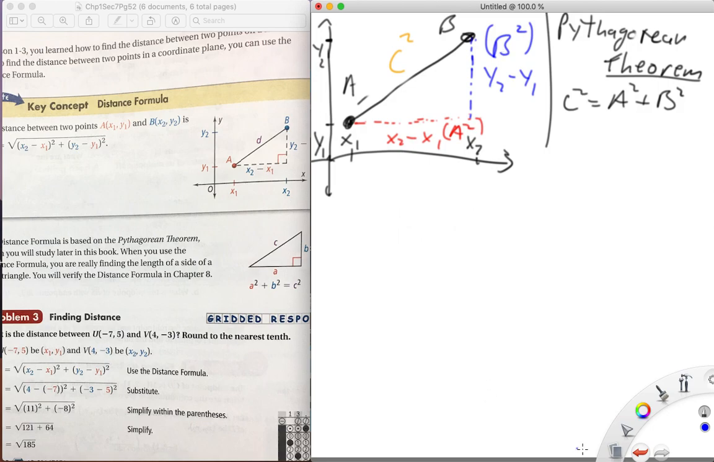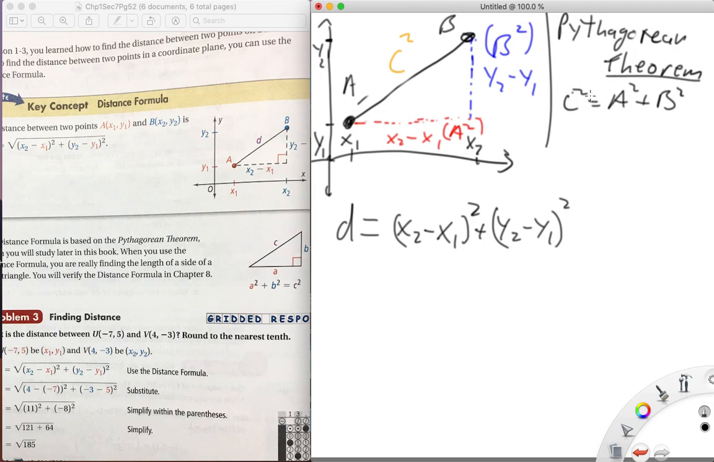But it's interchangeable. So when I do my distance formula, instead of writing a squared, we're going to write x2 minus x1 squared. Instead of writing b squared, we're going to write y2 minus y1 squared.